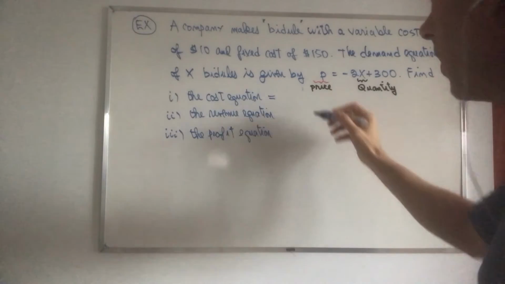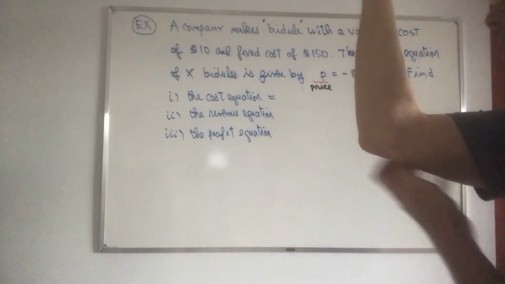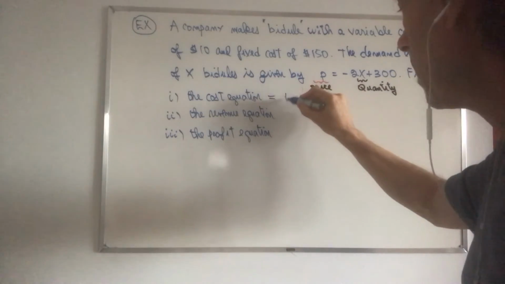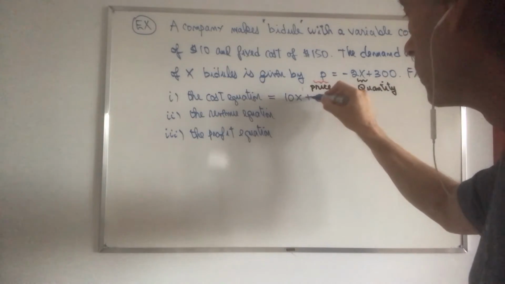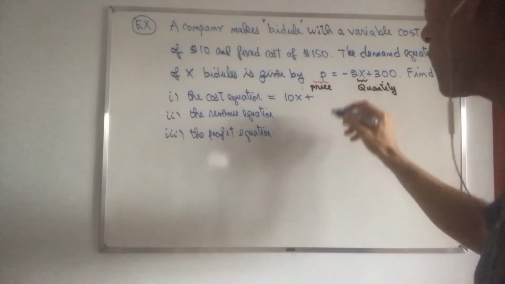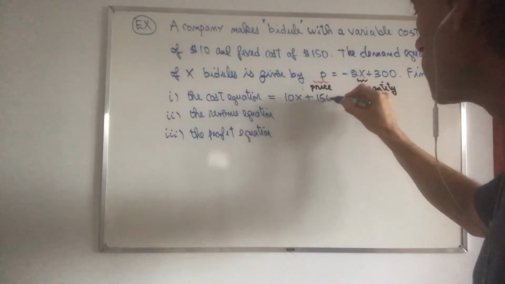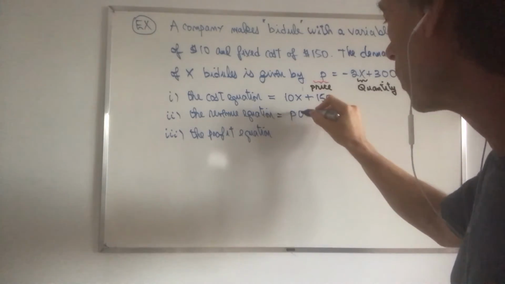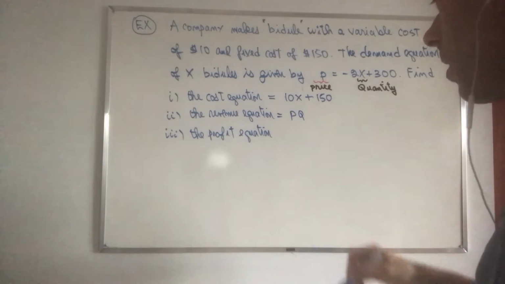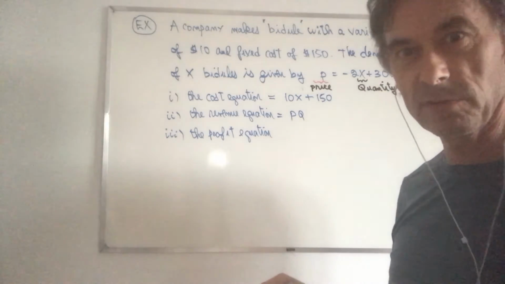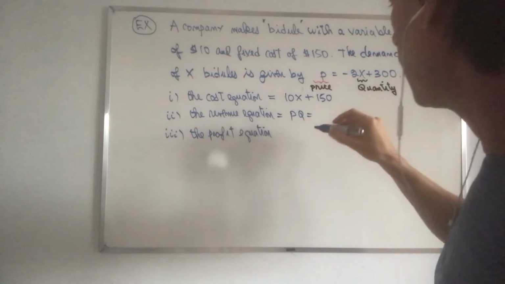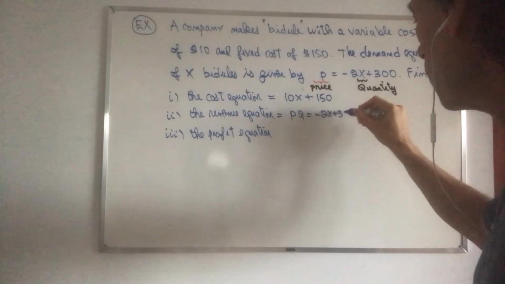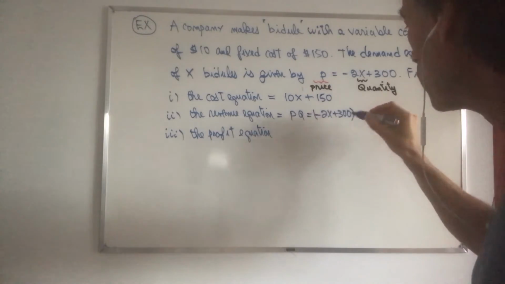Okay, so how do I find the cost equation? Cost equation is what? Fixed plus variable. So $10 is my variable cost. How many do I make? I make X, so 10X plus my fixed cost of 150. That's my cost equation. My revenue equation is the price times the quantity, which makes Parti Québécois. It's not exactly synonymous of revenue in this province, is it?